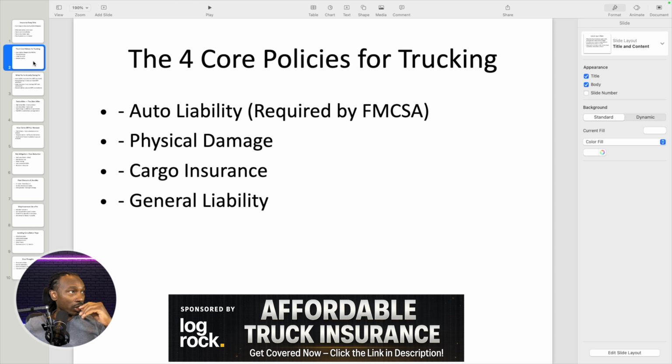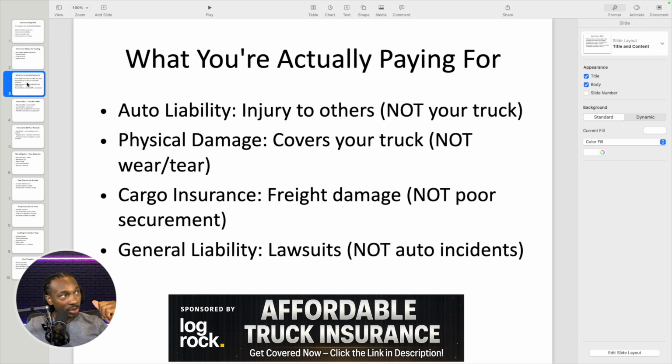All right. So when you come into the business, you're going to hear most companies are going to require three things, or the FMCSA is going to require three things. It's going to require general liability, commercial auto, and commercial cargo insurance. All right. So auto liability and physical damage, that is going to fall under your commercial auto, cargo, right? And then your GL, which is going to be your general liability. All right. What are you actually paying for?